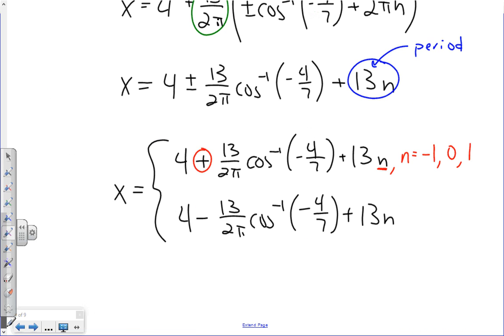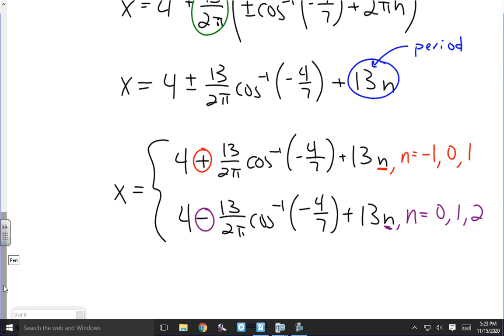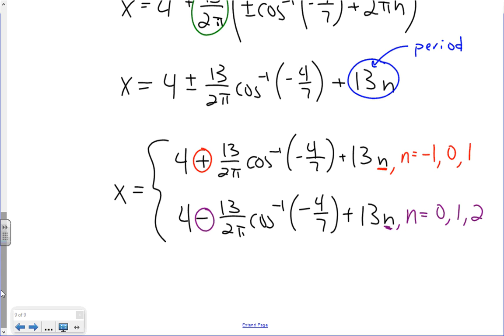So for the negative, for subtraction here, I need n equal to 0, 1, and 2. You'll notice that I'm using different values of n for this problem to get those 6 solutions. Sometimes the values of n turn out to be the same, sometimes they're different. This is why splitting this up into this piecewise form is nice. And again, those are the values that I'm plugging into n right here to get my 6 solutions. Okay, so let's double check that. Let's grab our calculator and verify that these are in fact the 6 solutions we expect to get.